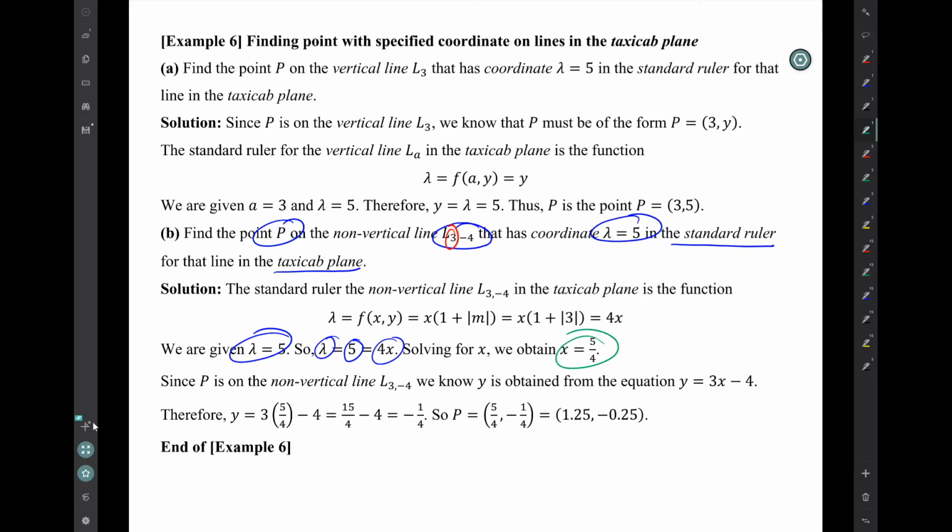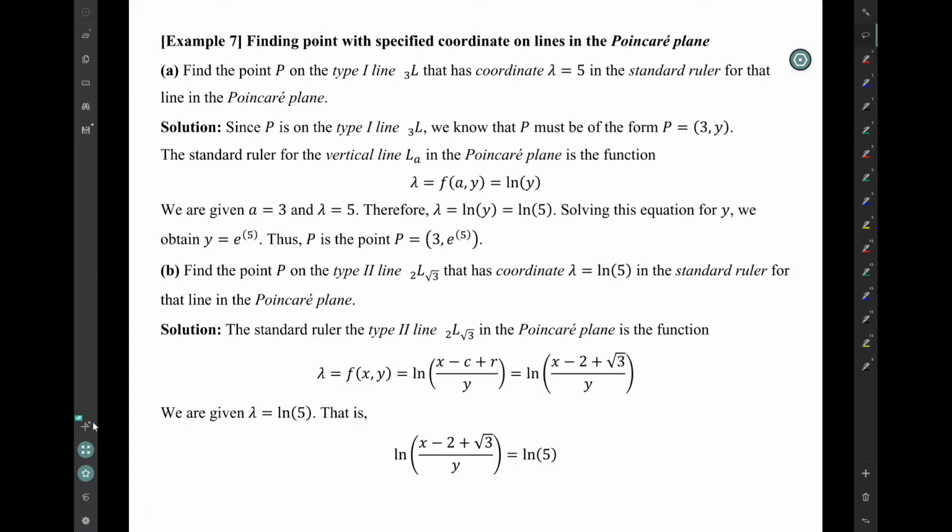Now, how do we get the y-coordinate? Well, now we're just talking about a Cartesian line, this non-vertical line with slope 3 and y-intercept -4, and we know that y is on that line, so y has to obey that equation. So we plug in that value of x, and we obtain from that line equation this value of y. So the coordinates of P are that x-coordinate, 5/4, and that y-coordinate, -1/4.